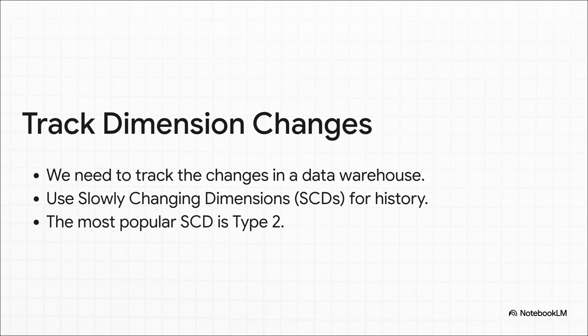So what happens when a customer moves to a new city? If you just update their record in the database, you've completely lost the history of where they used to live. And that's a massive problem for historical analysis. The fix is to plan for what we call slowly changing dimensions, or SCDs. It's a design pattern that preserves those historical changes, giving you a true, accurate picture of the past.